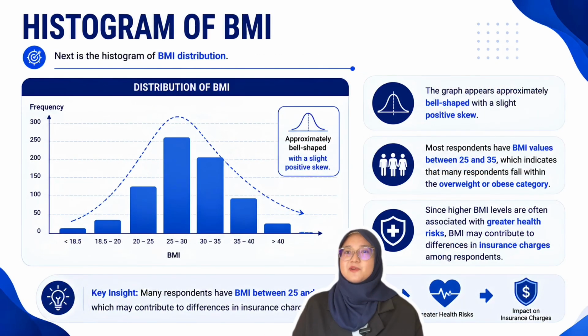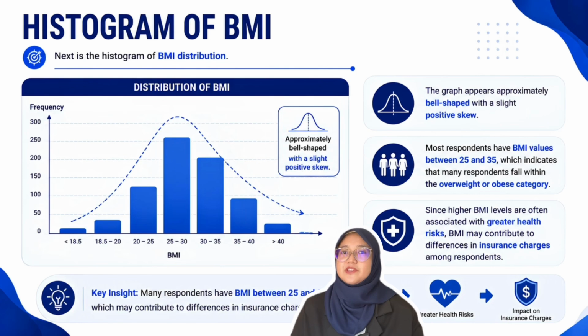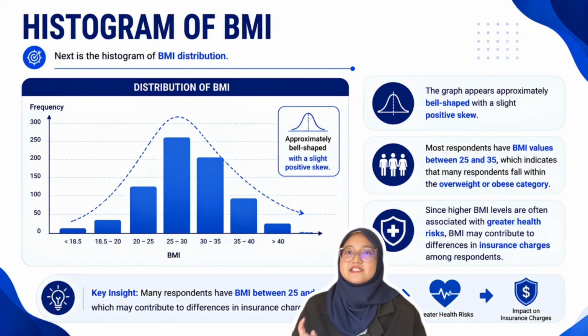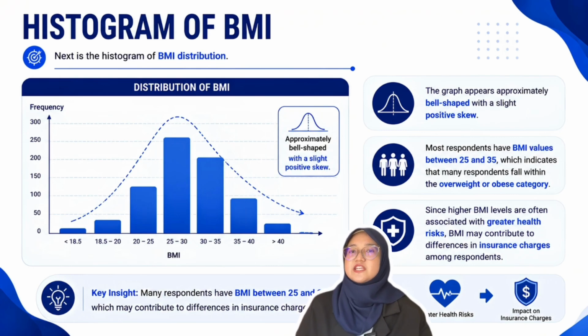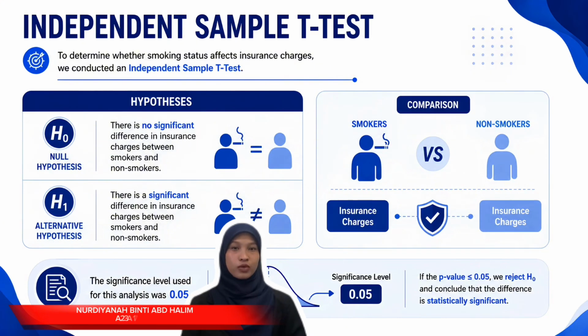Next is the histogram of BMI distribution. The graph appears approximately bell-shaped with a slight positive skew. Most respondents have BMI values between 25 and 35, which indicates that many respondents fall within the overweight or obese category. Since higher BMI levels are often associated with greater health risks, BMI may contribute to differences in insurance charges among respondents. To determine whether smoking status affects insurance charges, we conducted an independent sample t-test.